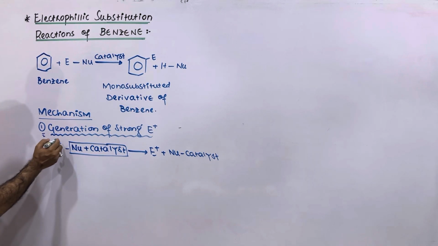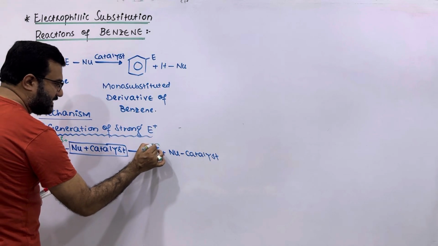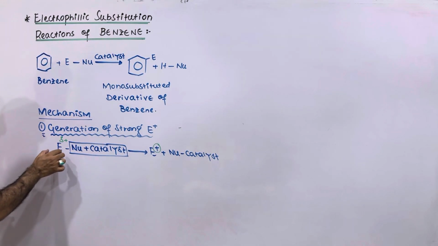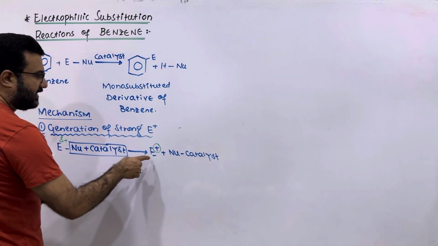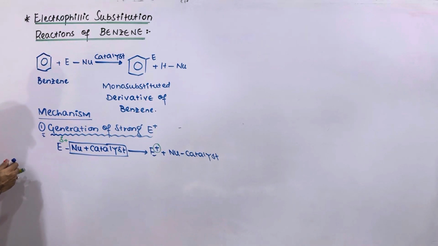So catalyst plays an important role in the generation of the stronger electrophile. You can see that here this electrophile will be partial positive, but in this case the complete positive charge is there on electrophile. So an electrophile with partial positive charge will be relatively weaker, but an electrophile with complete positive charge will be a stronger electrophile.